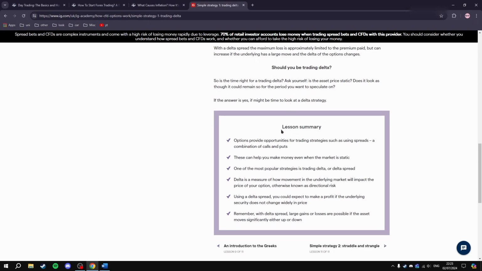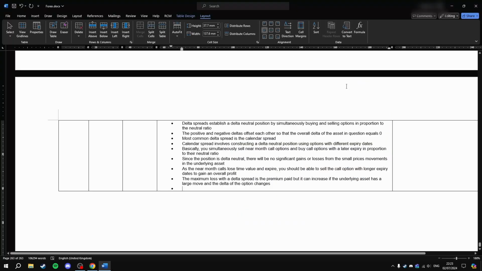Should you be trading delta? So is the time right for trading delta? Ask yourself, is the asset price static? Does it look as though it could remain so for the period you want to speculate on? If the answer is yes, it might be time to look at a delta strategy.